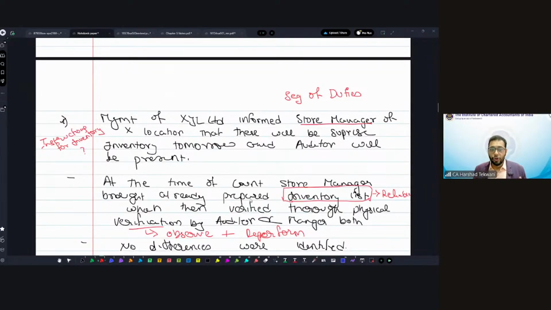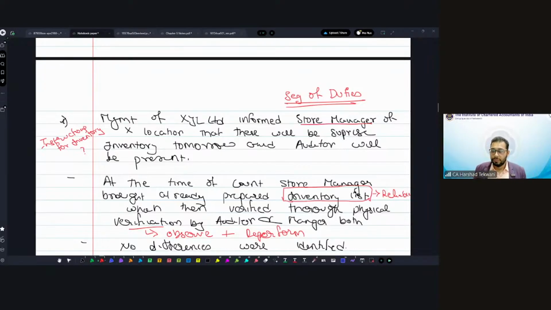The control should have instructions. There should be a schedule. There could be surprise visits also, not an issue, but there should be segregation of duties involved in it. The person who is taking care of the store, or the persons responsible for the store, should not be involved in the count.